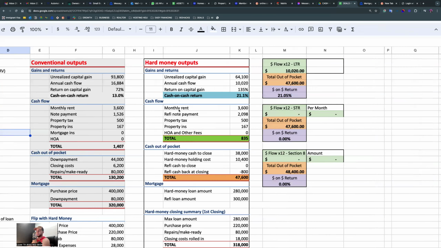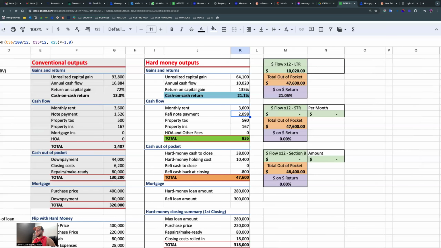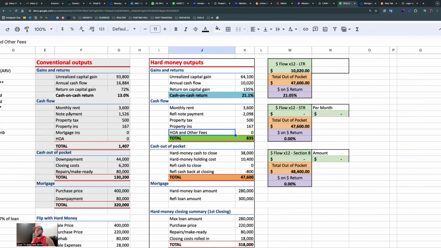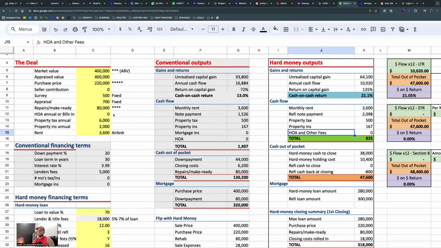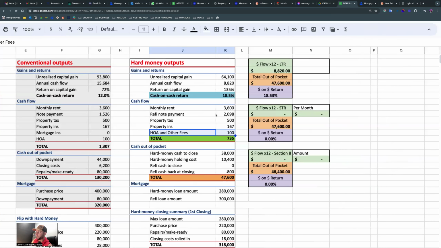For example, in this specific case, that property will give me a gross of 3,600, but my principal plus interest is going to be 2,000. My tax is going to be 500. My property insurance is going to be 167. And I need to add HOA and other fees. Let's say HOA is like $100 a month, so let's put 1,200. It will calculate here and populate $100 a month. So that property will give me $735 a month on a net side.